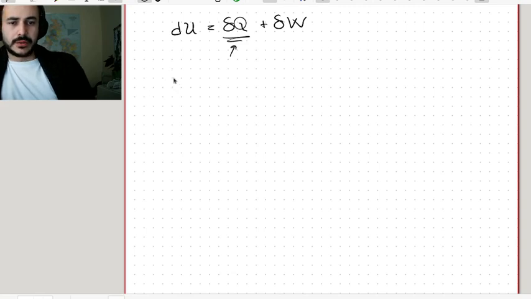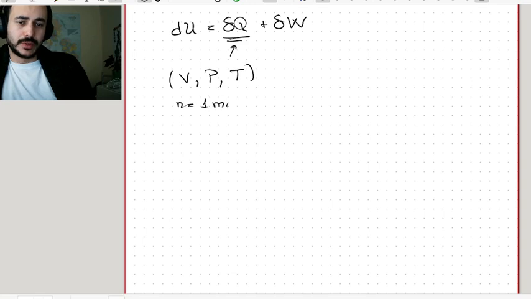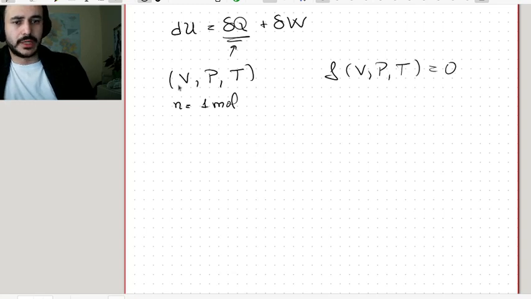And to do that, the first thing we have to do is to specify a physical system. As usual, we are always going to work, or almost always going to work, with a single component expansive system characterized by volume, pressure, and temperature. And the number of moles, I'm going to choose it to be 1 mole in all this video. So we know that the equation of state will constrain two of these variables and leave only two independent ones. This means, in particular, that I can choose volume and temperature as the independent ones, and then always get pressure out of the equation of state.